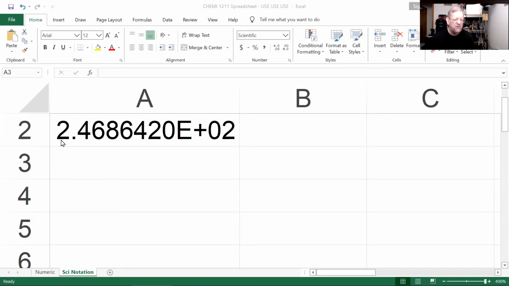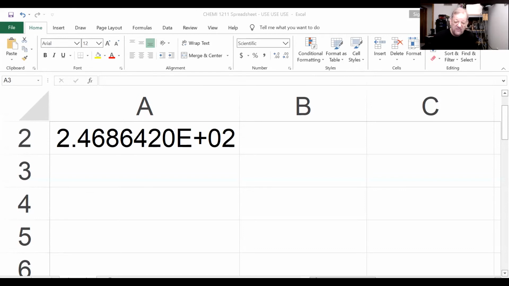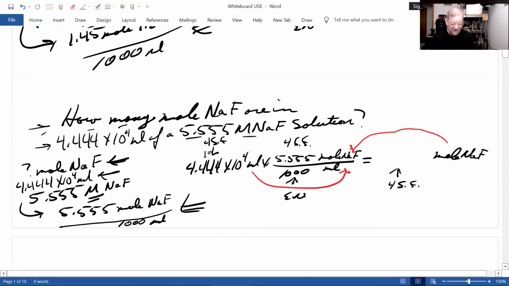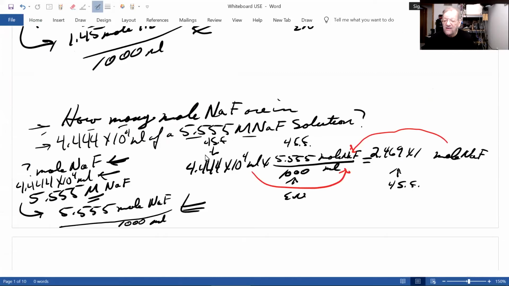All right, let's go back. We need 4 significant figures. Keep the 2, keep the 4, keep the 6, keep the 8. Use the 6 to round off. 5 or higher, drop these numbers. Increase this by 1. So that'd be 2.469 times 10 squared. And let's see if Dr. White can remember that. Hold your breath. Let's see if he can remember it. And that would be the answer.